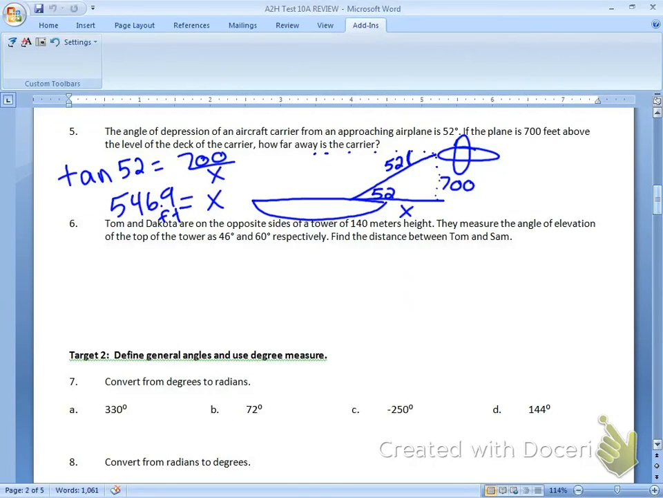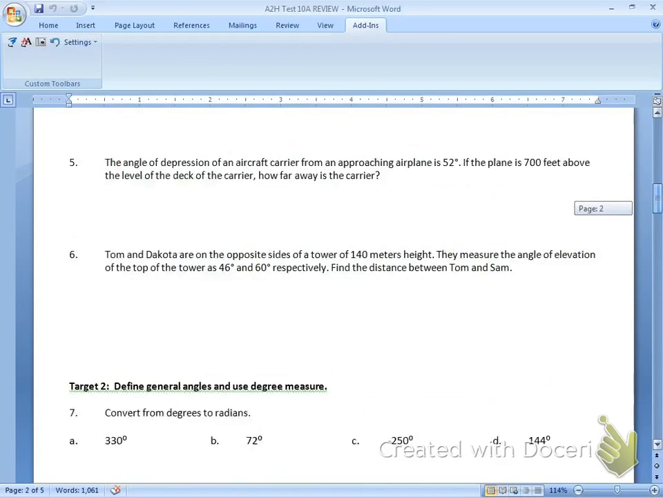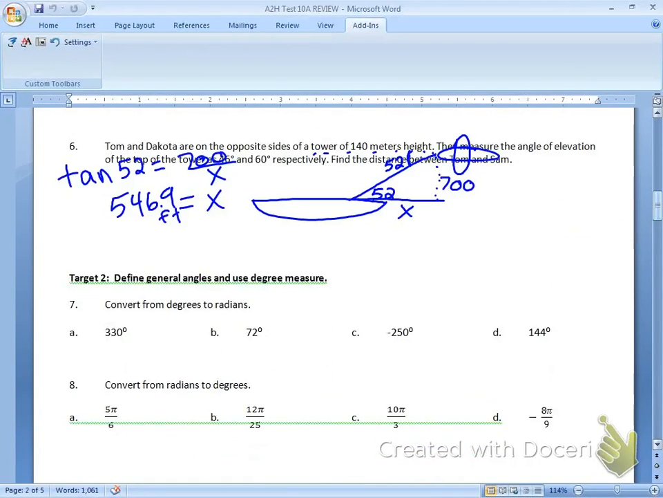Okay, number 6. Ooh. Told you, technology does not like me. We're just going to go with this and erase it.